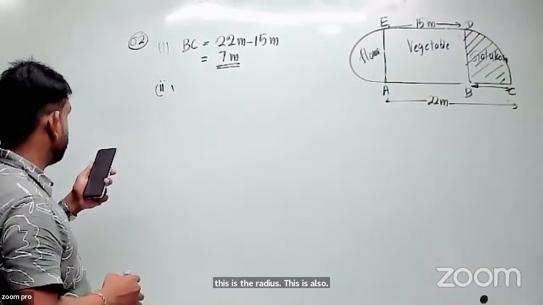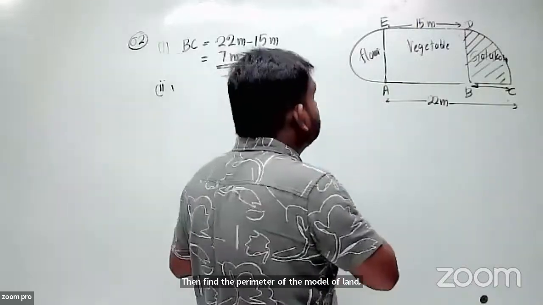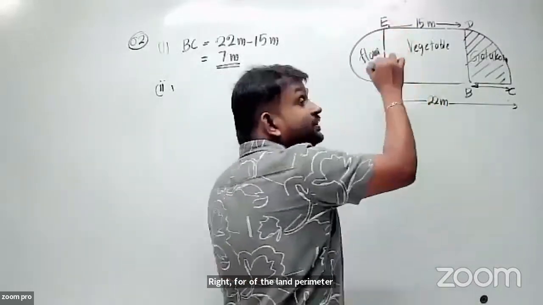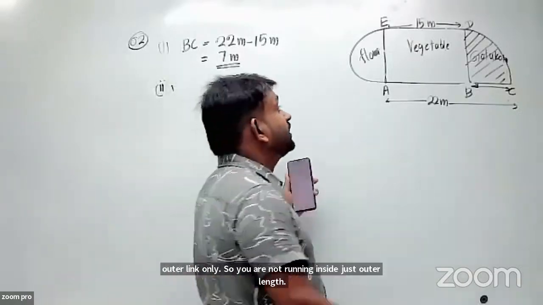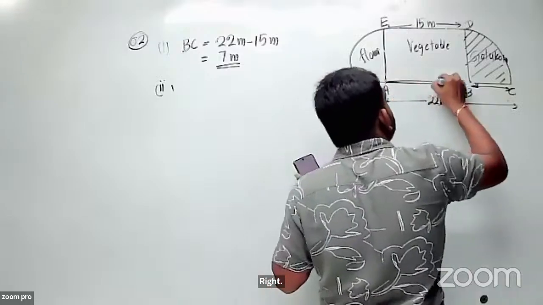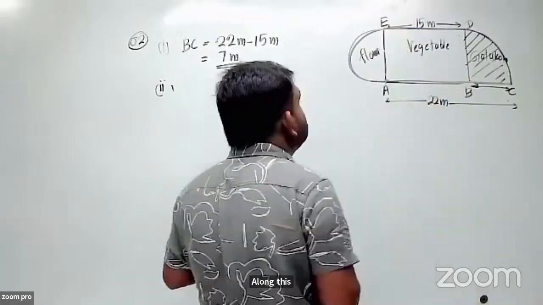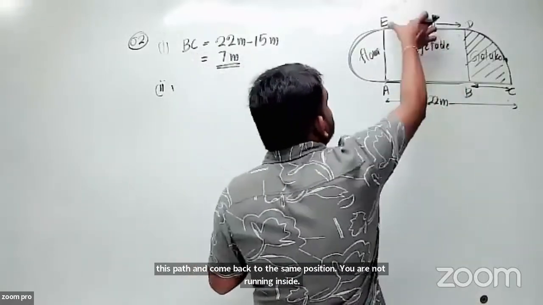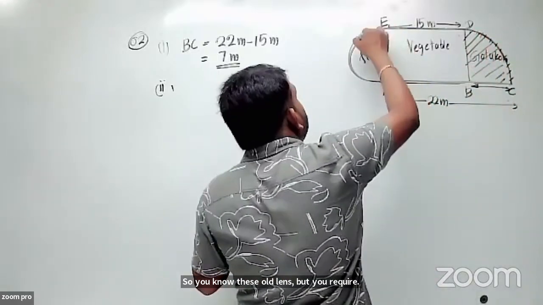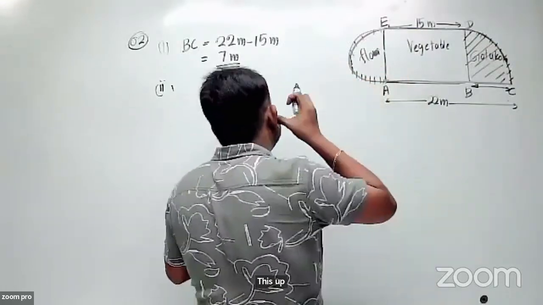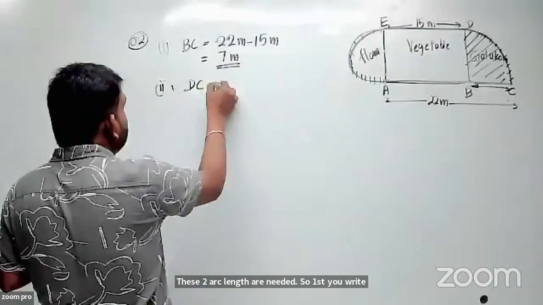Then find the perimeter of the model of the land, the total perimeter. Perimeter means outer length only. So you are not running inside, just the outer length. Imagine starting here, you're running along this path and coming back to the same position. You know all these lengths, but you require this arc length DC as well as arc length EA. These two arc lengths are needed. So first you write DC length. How to find DC length?